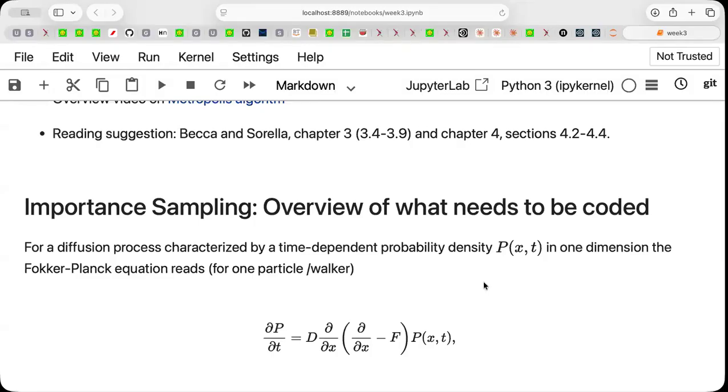So after this very quick background about Metropolis-Hastings, about importance sampling, change of variables, and so on, we will use some very simple examples to show you how importance sampling hopefully can give us a better evaluation of expectation values.